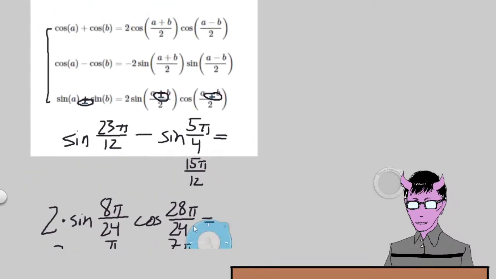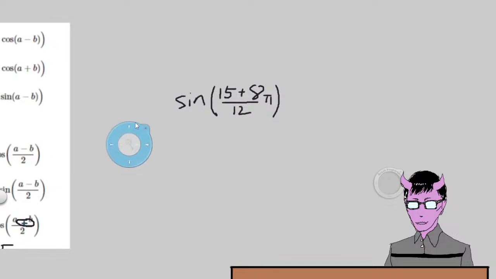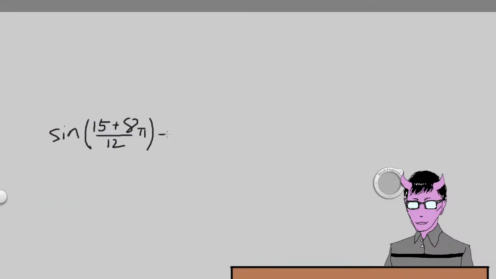Let's use the alt strat for this one. So this is the problem we're dealing with. We can evaluate this one fairly straightforward. This one we can do the decomposition. So let us do it right there. Yeah. So minus sine 5 pi over 4.